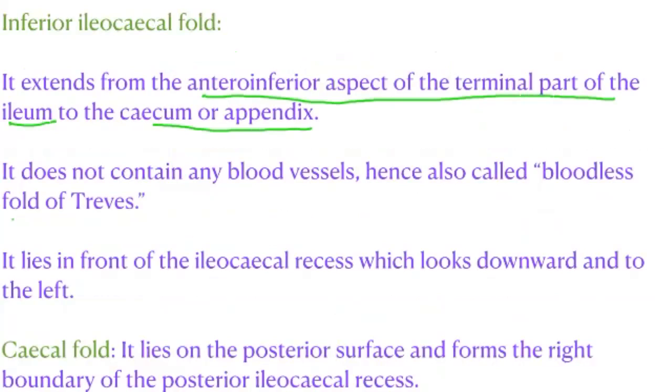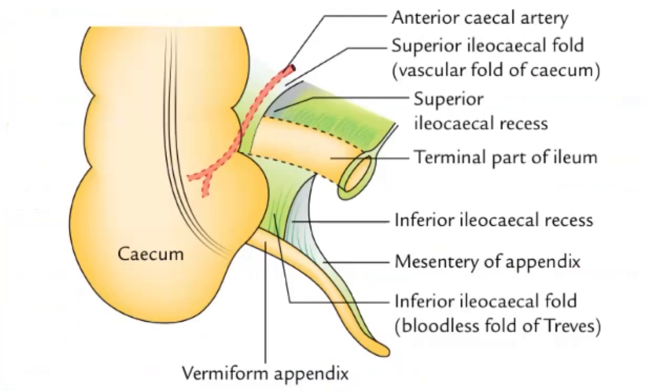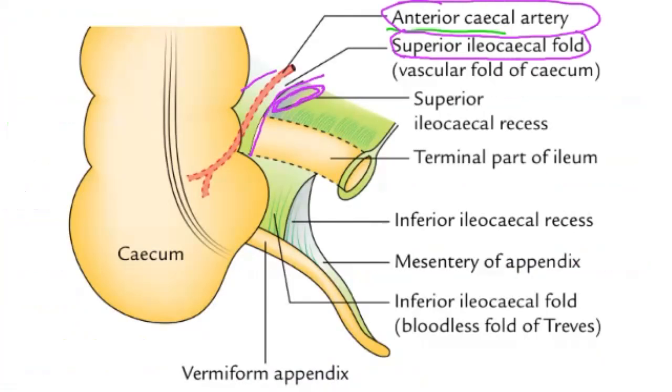Okay. So this is anterior caecal artery. So this peritoneal attachment is called the superior ileocecal fold. Right. So the space beneath this fold is called the superior ileocecal recess. And this peritoneal reflection is called the inferior ileocecal fold, and the space beneath this is called the inferior ileocecal recess. Right?